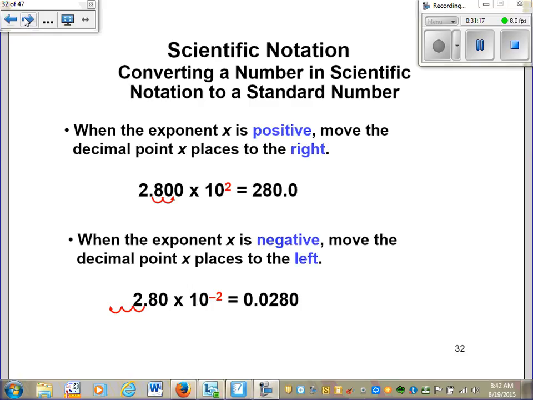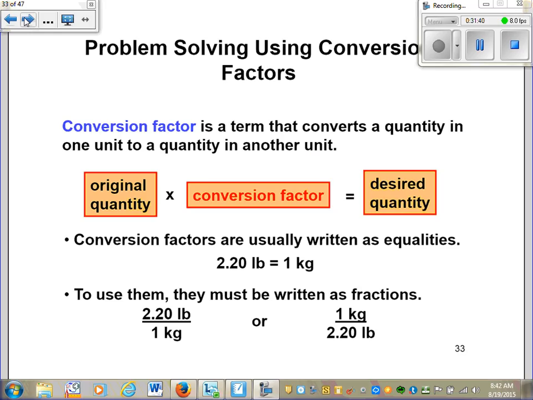When the exponent is negative, you're going to move the decimal place to the left. 2.80, you have your imaginary zeros after that, becomes 0.0280. So again, I urge you to go and practice those. It will become second nature.